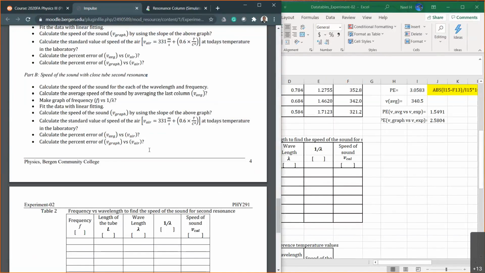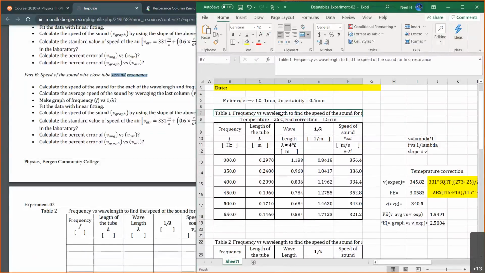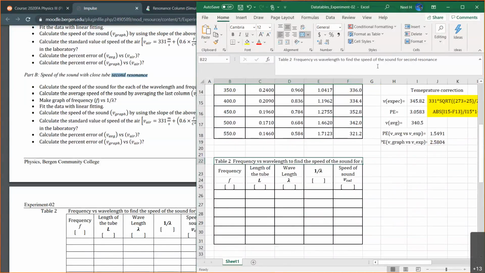Part B of the experiment, technically nothing new. The only thing is that it's exactly the same experiment, but now we're going to take a look at the second resonance, okay? See the topic? Now we are interested in the second resonance. The first one we did for the first resonance. Okay, that is for the first resonance, and you can see it clearly, I think. And now we are doing it for the second resonance, okay? Question.